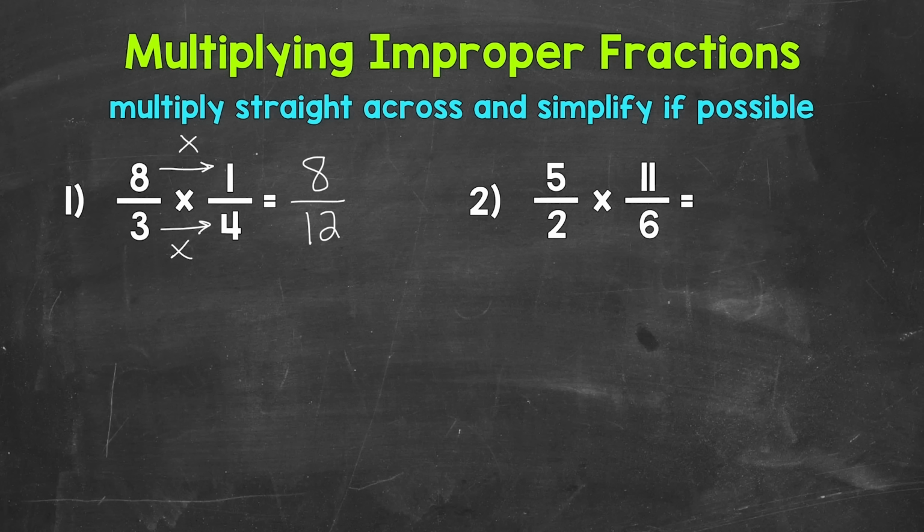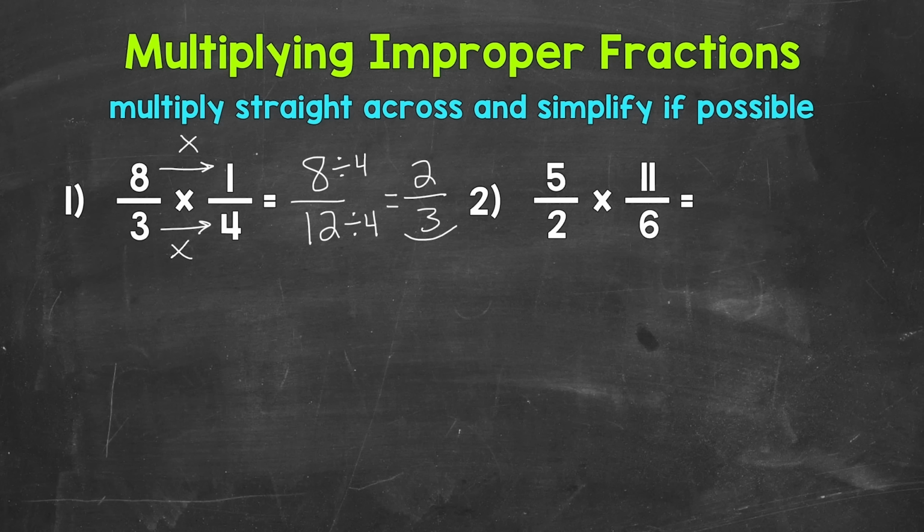We end up with 8/12, which is correct, but we can simplify. The greatest common factor between 8 and 12 is 4. Let's divide 8 and 12 by 4. So 8 divided by 4 and 12 divided by 4. 8 divided by 4 is 2. 12 divided by 4 is 3.